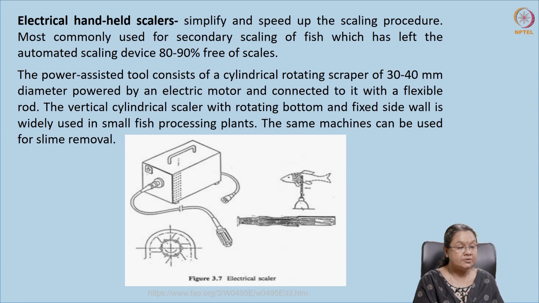So 80 to 90% of scales can be removed easily. And this tool consists of a cylindrical rotating scraper of 30 to 40 millimeter diameter, which is powered by an electric motor, and it is connected to a flexible rod. And at the bottom, there is a vertical cylindrical scaler which has a rotating bottom and fixed side wall. And this also helps in removing the scales as well as slime. So this also can be used.